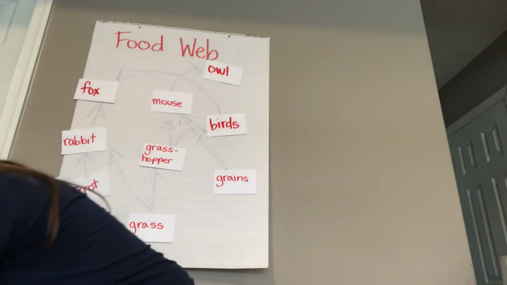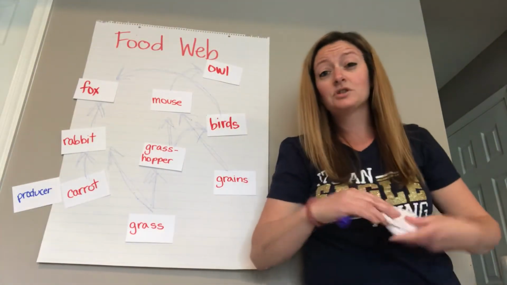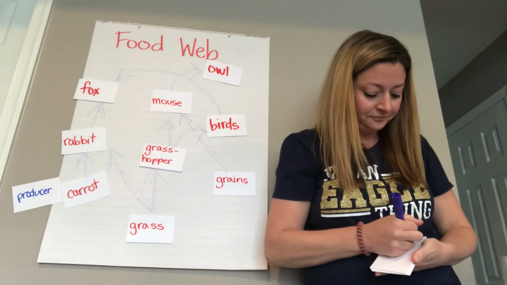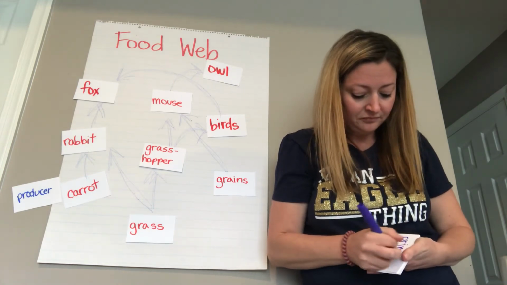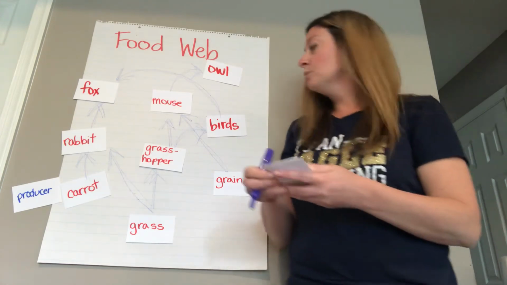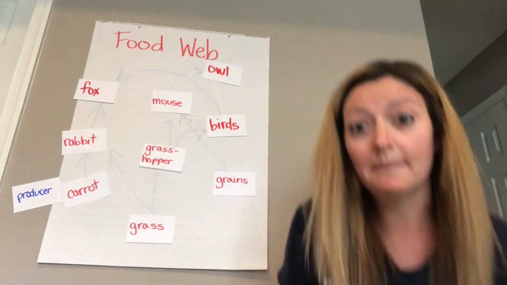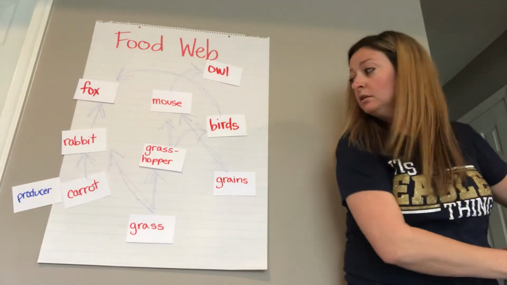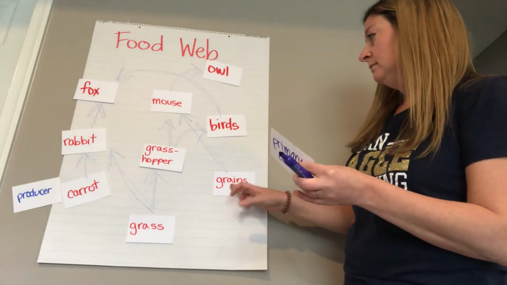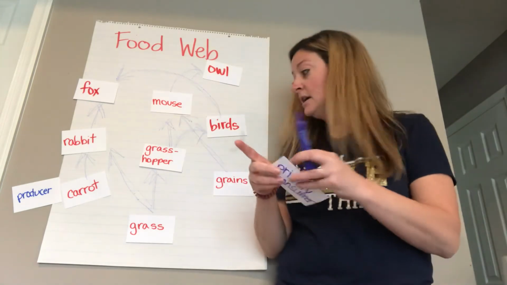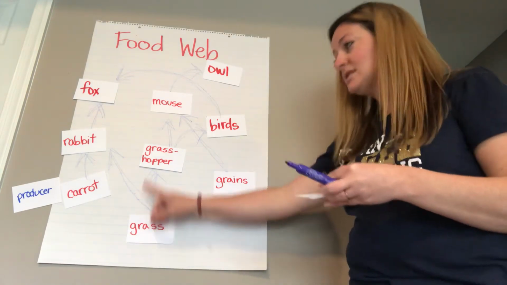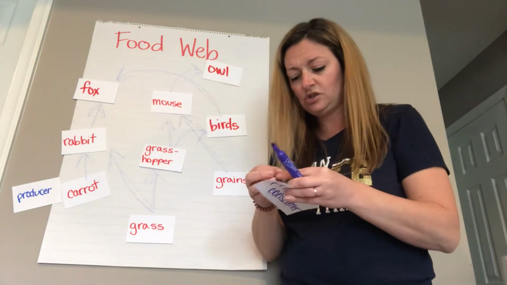Now, where would your primary consumers be? So the primary consumers are the ones that eat those producers. Very good. They're going to be the next level up. So your primary consumers would be the rabbit. It would be the grasshopper. And another primary consumer would be the mouse if it was eating these grains. If you're going in that food chain, the mouse would be primary. If you were looking at a different food chain, the grass to the grasshopper to the mouse, it would be a secondary consumer.